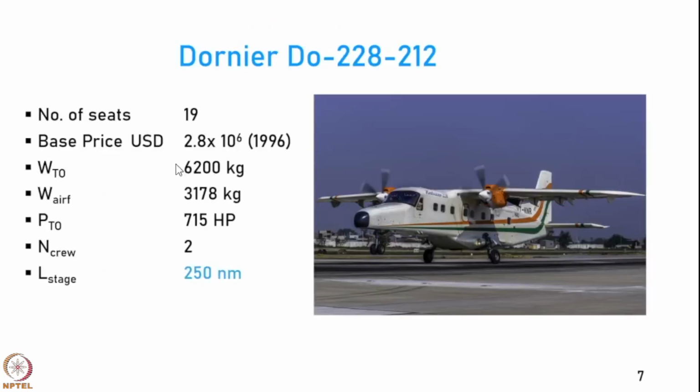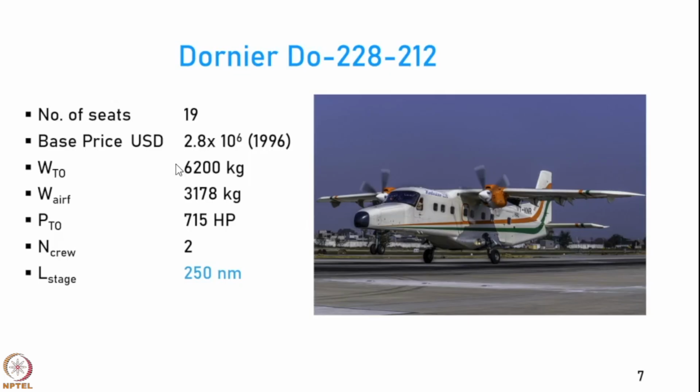Okay. Now, here is our aircraft Dornier 228-212 and these are the numbers which have been taken from various sources. The base price of the aircraft is taken as $2.8 million US in 1996 and it has been accordingly scaled up to the present day values. Okay. And I will show you how it is done.